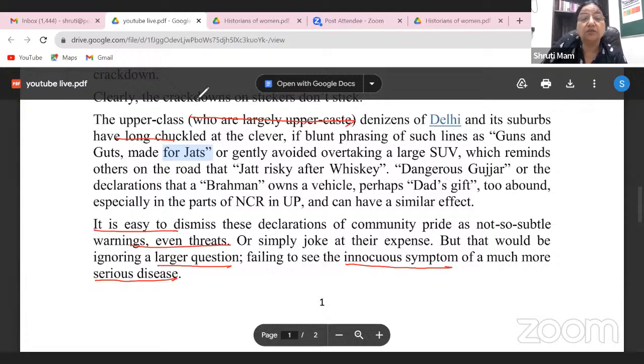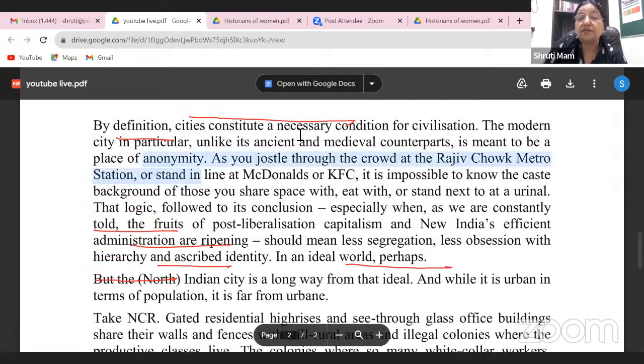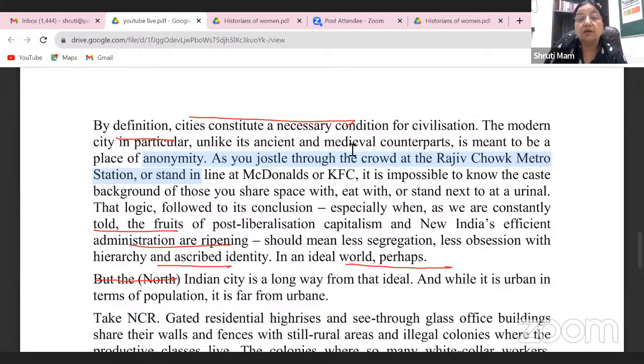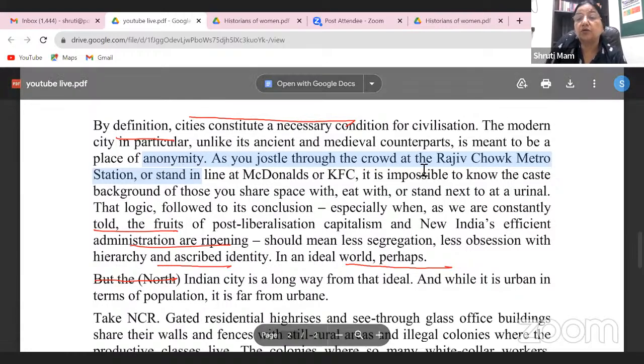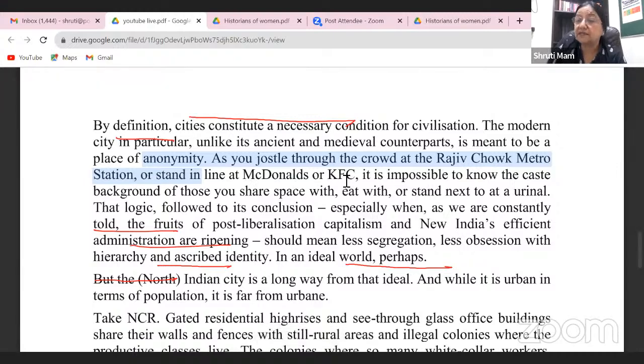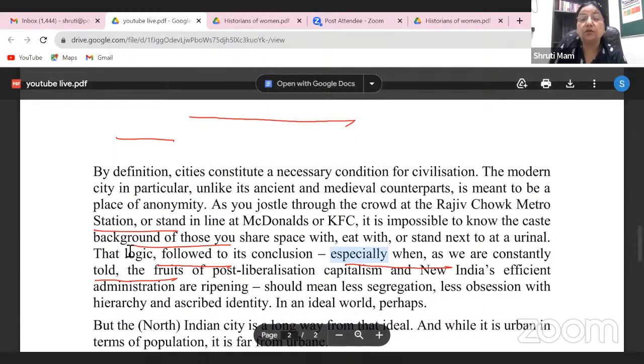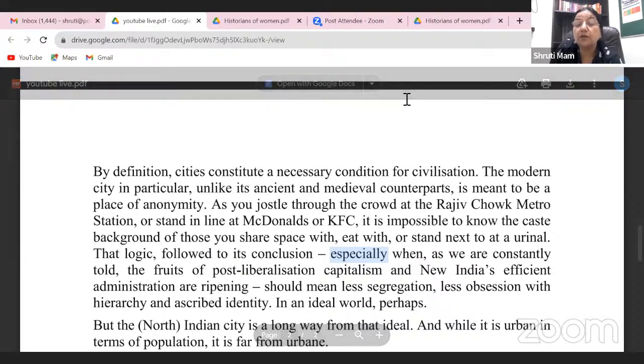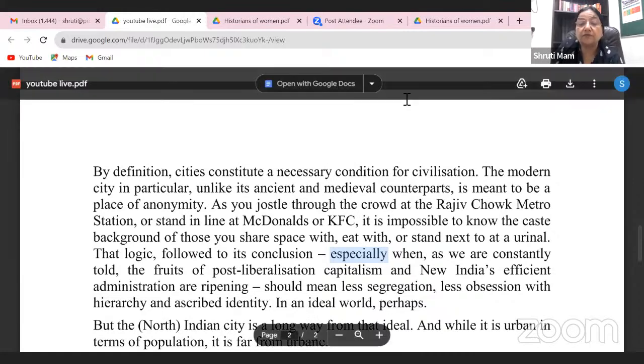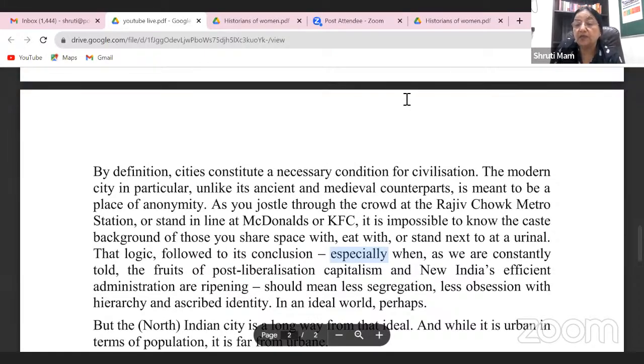So can we go further now? Just quickly, we can go. By definition, cities constitute the members, but as you jostle through the crowd at Rajiv Chowk station, stand in McDonald's, KFC, he gives us examples. It is impossible to know the caste background of those who share space, eat with us, or stand next to us at the urinal. Especially when we are constantly told the fruits of post-liberalization, capitalism, and New India's efficiency are ripening should mean less segregation. This is also on segregation.